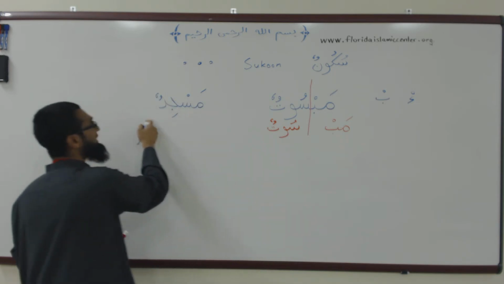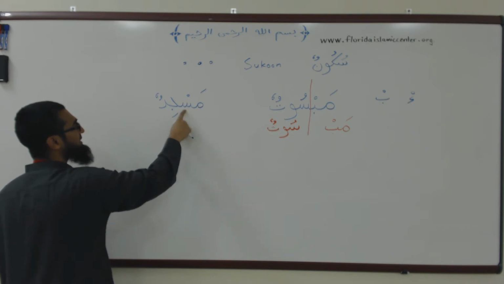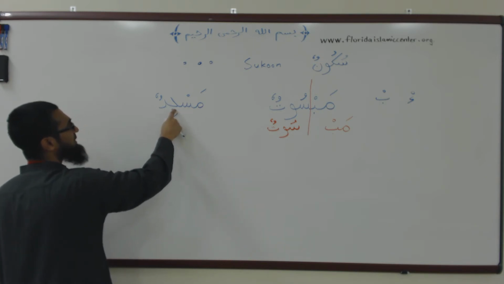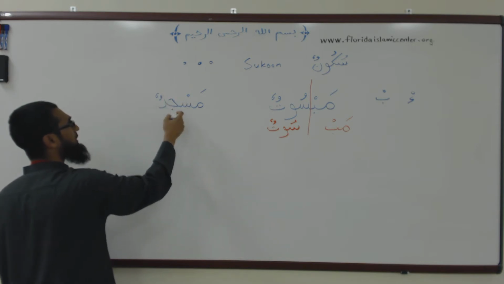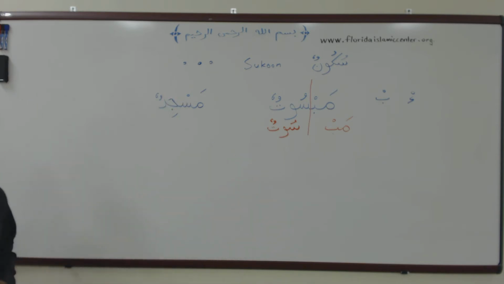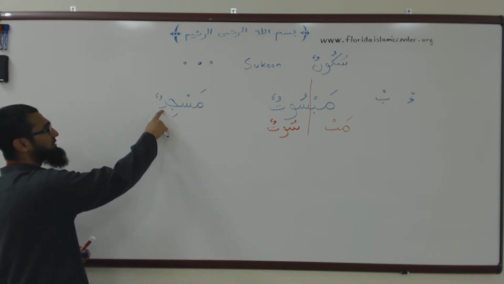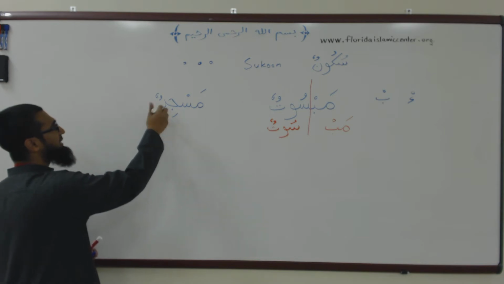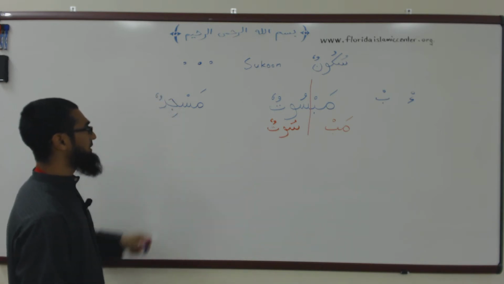Let's identify each letter here. What's this letter? Meem, seen. No. Jeem. That's Jeem. And what's the last letter? No. Dal. This is Dal. So the lam will be all the way up here. Dal, right? Meem, seen, Jeem, Dal.